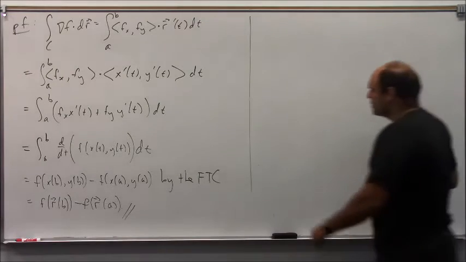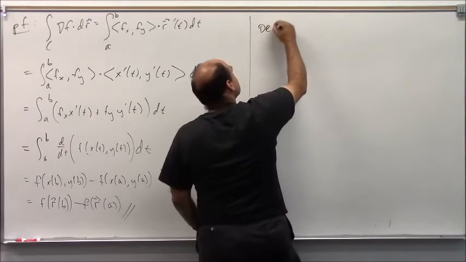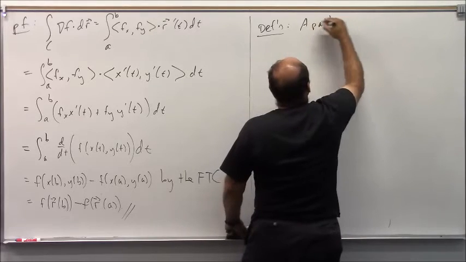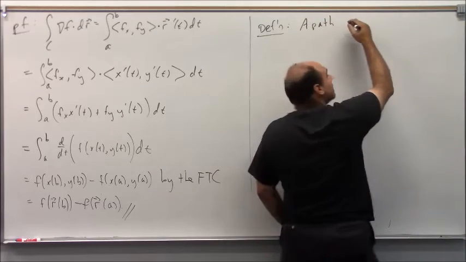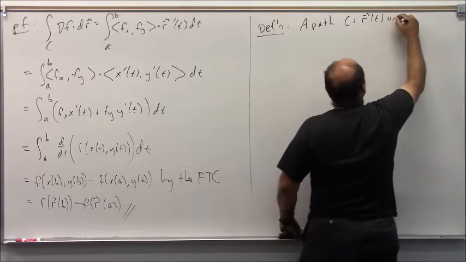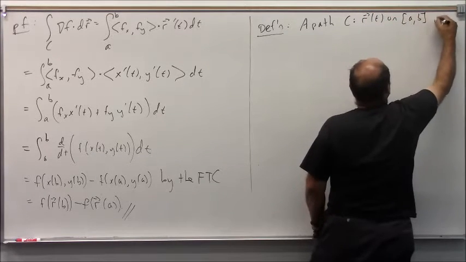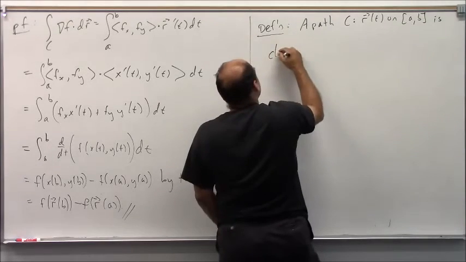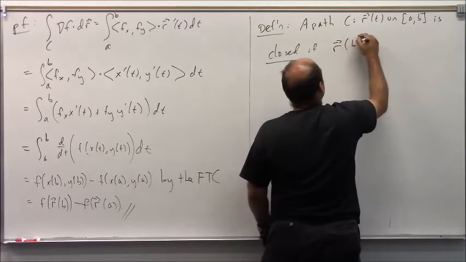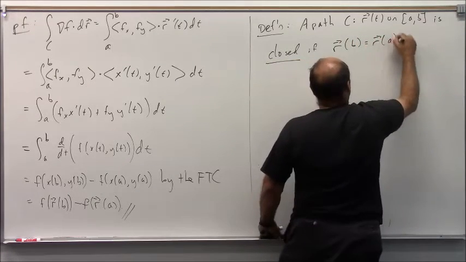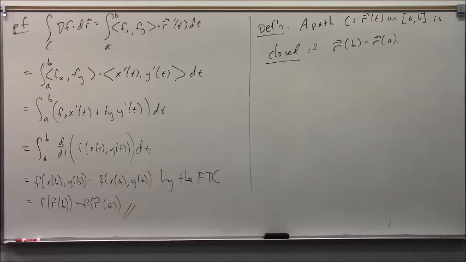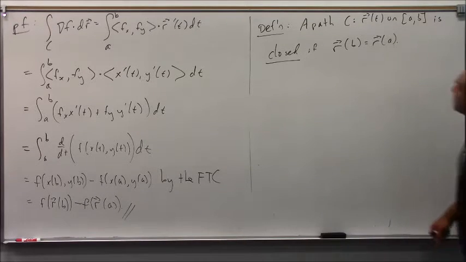We need a few more topological notions. Here's one. Definition. A path C given by r of t on the closed interval [a, b] is called closed if r of b equals r of a. So a path is closed if it begins and ends at exactly the same point. Now let's explore what this means.